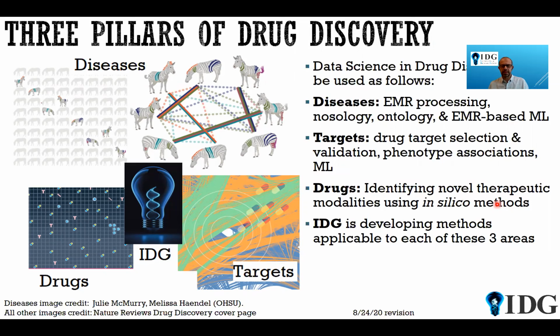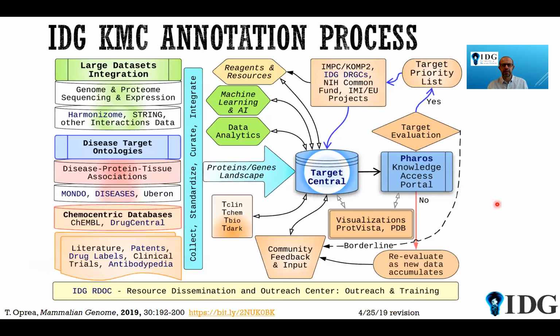Then we have data science in targets, and the critical component of that is how do we select targets for drug discovery. And last but not least, drugs, and there are multiple methods to identify novel therapeutic modalities using in silico methods. Essentially, the Illuminating the Druggable Genome project is developing methods applicable in each of these three areas.